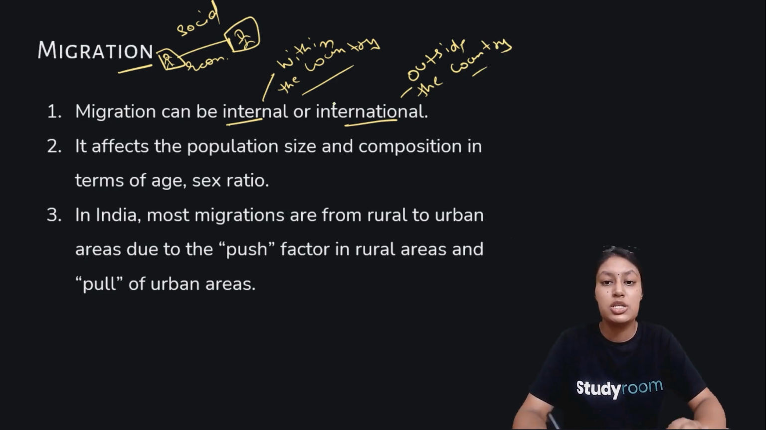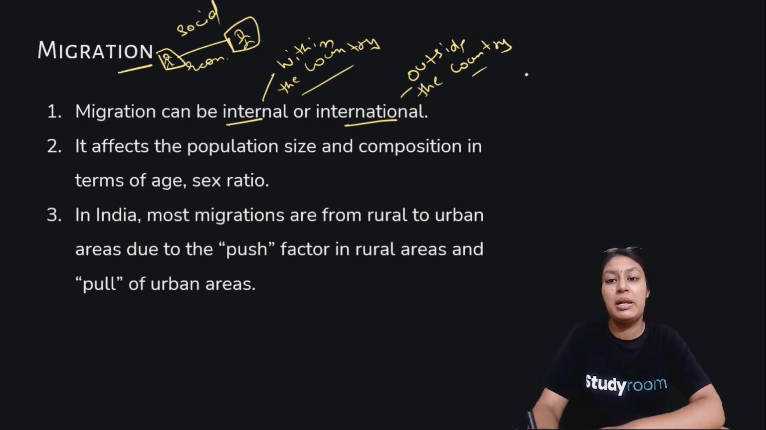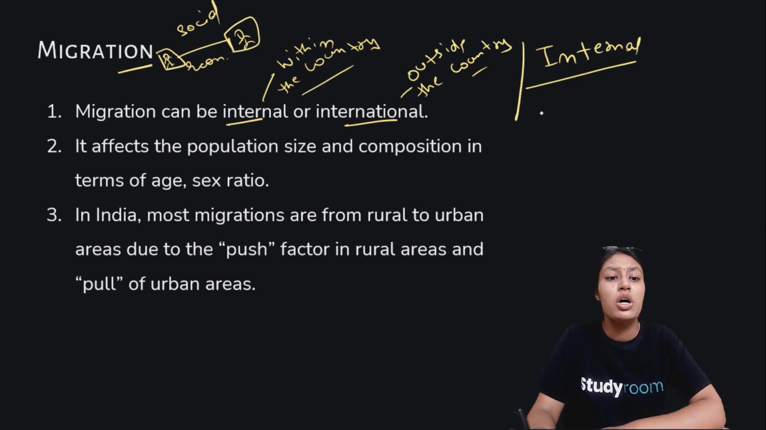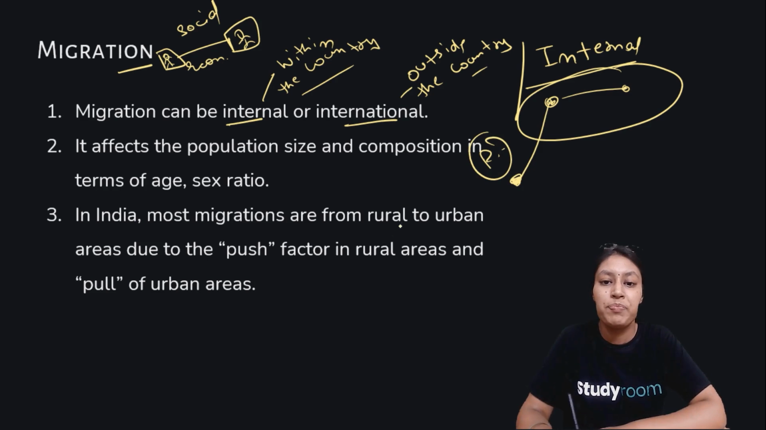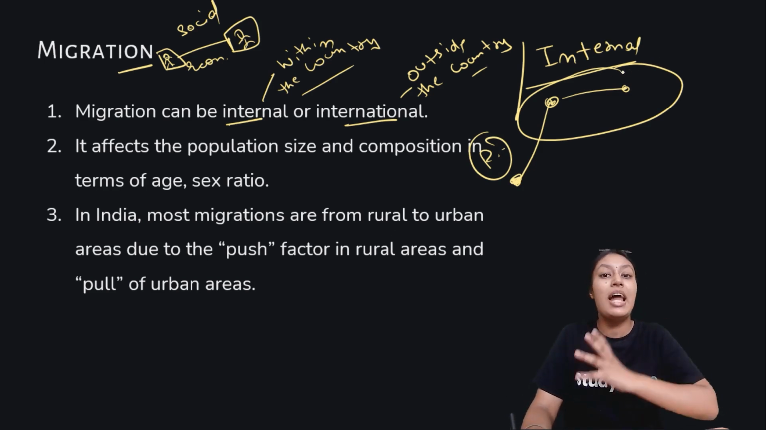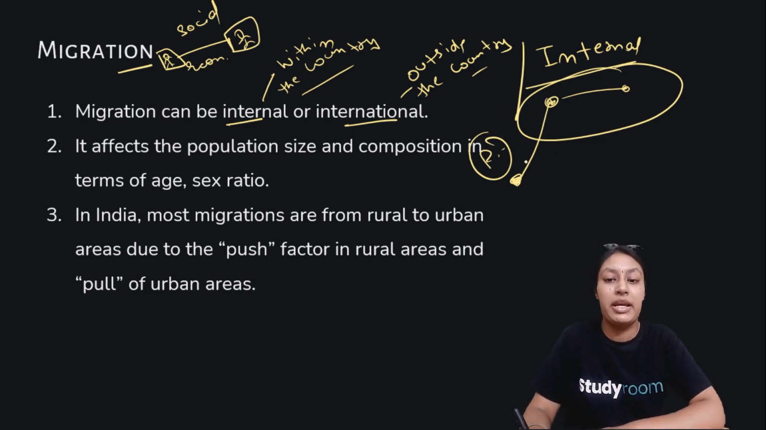Whenever there is internal migration, first we will talk about that. Whenever there is internal migration, it will not affect the population of the country. Because if you're moving from one place to another in a country, how will it affect, right? But if you move from one place to outside the country, it affects the population of the country. So this is the one major difference between internal and international migration.